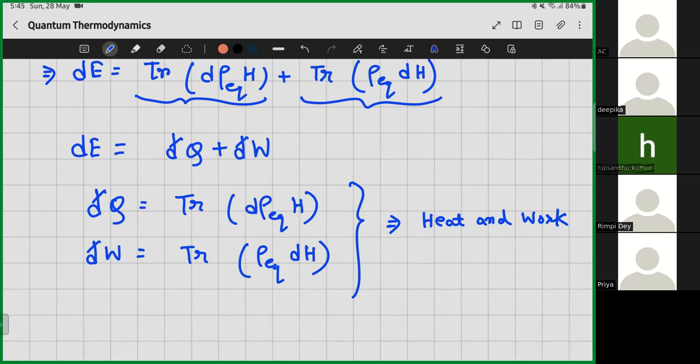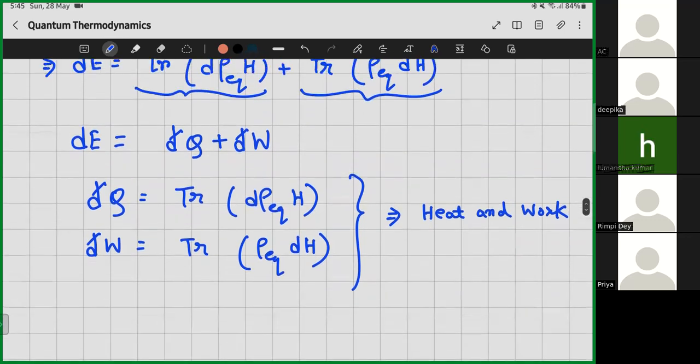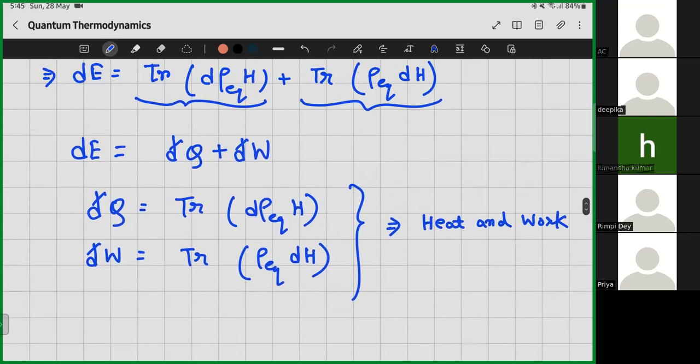That way it is related because heat is defined like this. If the temperature increases in a system, it may be a quantum system also, then the population actually gets changed. That's why the rho will be changed, the d cross q. In that way, we can define the heat and work. In statistical mechanics, also in canonical ensemble, we also define the heat and the work in that way.